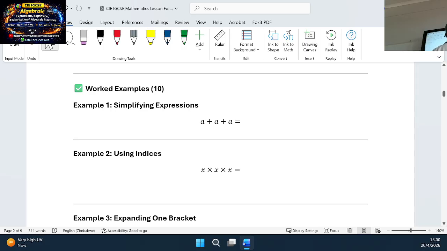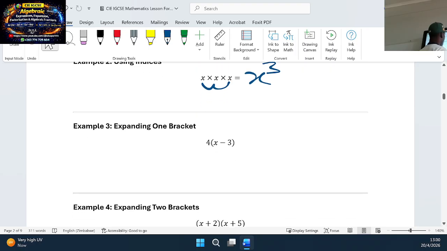If I check here, I've got like terms, that's A, and they have the same degree. So when you say they are like, it means we can sum them, ending up giving us 3A. Using indices, this time around it's a product, and when I'm multiplying the common variable, I simply add the indices. So all of them are 1. So when I add 1 three times, it gives me 3. That will be x to the power 3.